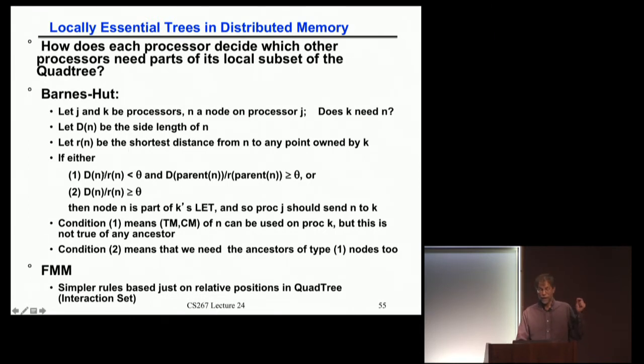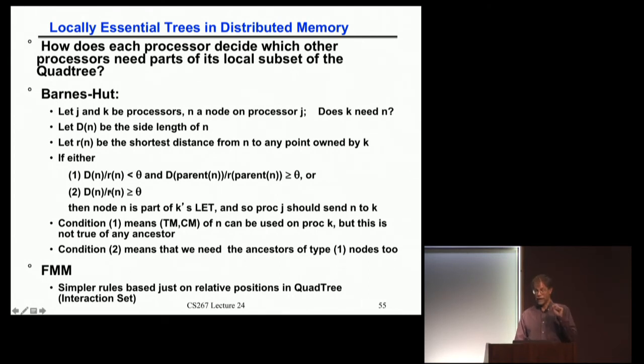Well, if this node is small enough that I can compute the force accurately just with its mass and center of mass, but its parent is not good enough, then I better send it. So this says, this is good enough for processor K to use, but its parent is not good enough. So I will send it.